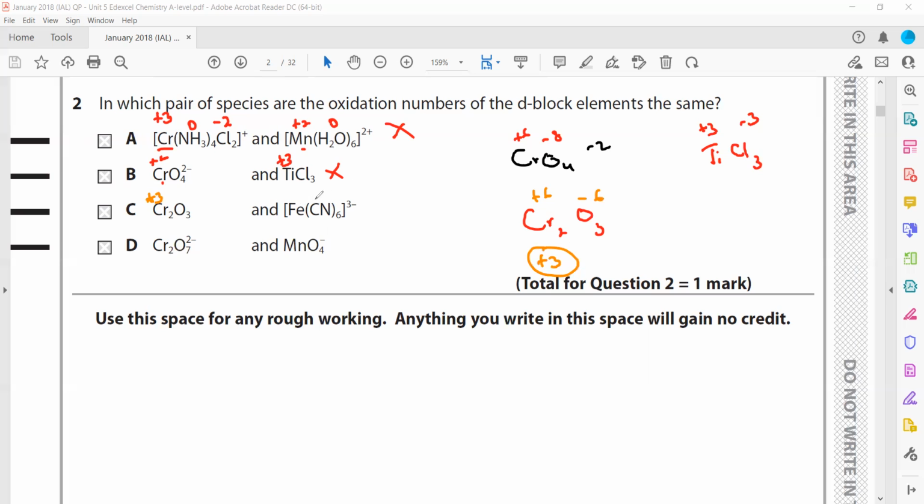For the hexacyanide iron complex, with the cyanide group, each is -1, so 6 will be -6. And the overall charge is -3, so iron should be +3. So here chromium is +3 and iron is +3. That's why C is the right answer.